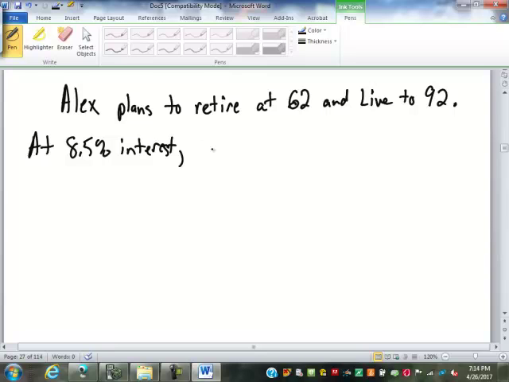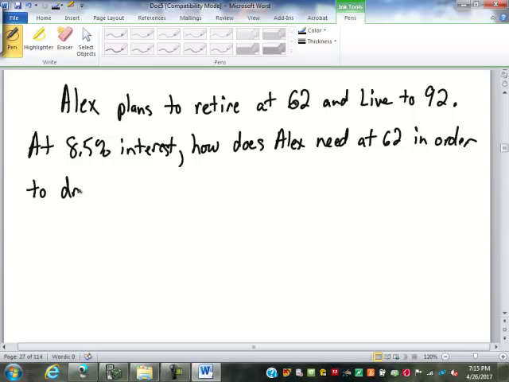So at 8.5% interest, how much does Alex need at 62 in order to draw $3,200 per month? I'm going to give you about 3 minutes to get that formula written down and plugged into your calculator, and then we'll discuss it.